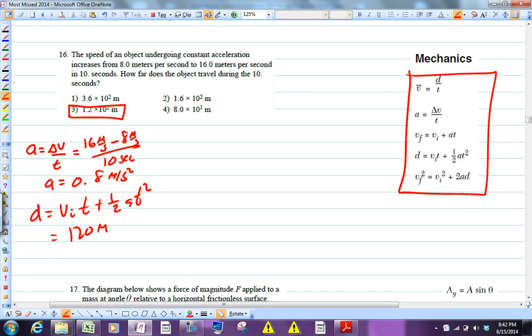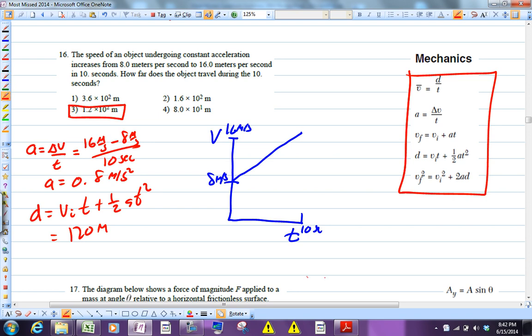Now, you could also look at this graphically. Let's say I had a graph like this, and this is velocity and time. A big idea is that the area of a graph means something. If I take the velocity times the time, that is going to give me displacement. Now graphically, if this is 8 meters per second, and this is 16 meters per second, and this is 10 seconds, the graph of the motion, the velocity time graph, is going to look like that.